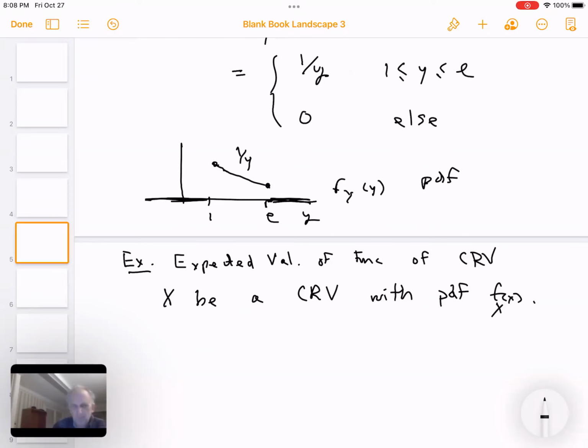So there's two ways. The two ways to find E[g(X)].